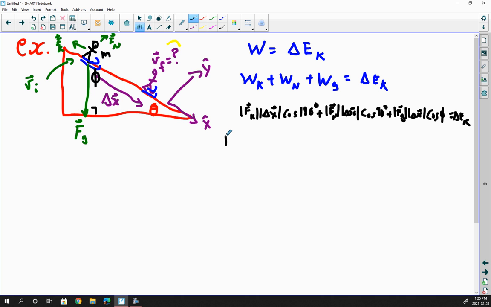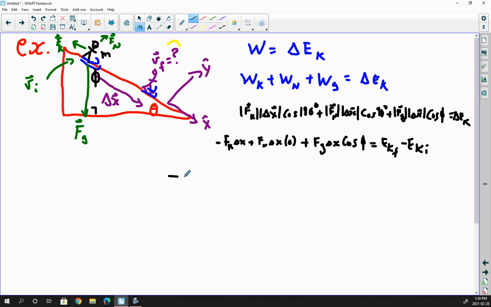Well, this would then equal force of kinetic friction, delta x, just the magnitude. Cosine of 180 is -1, so that means we put a minus sign out front there, plus the magnitude of normal force, delta x. Cosine of 90 is 0. So really, I don't even have to worry about that term. That whole term is gone. Then the magnitude of the force of gravity times the magnitude of the displacement times cos phi is equal to kinetic energy final minus kinetic energy initial.